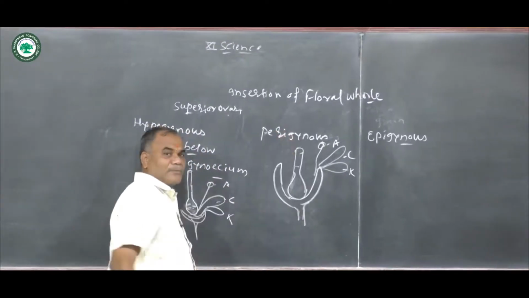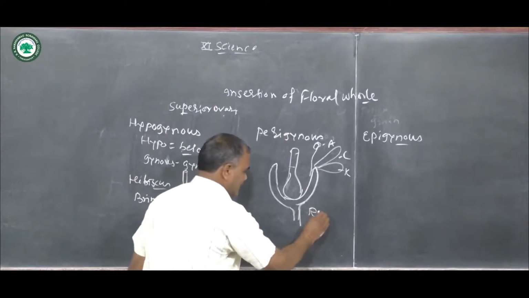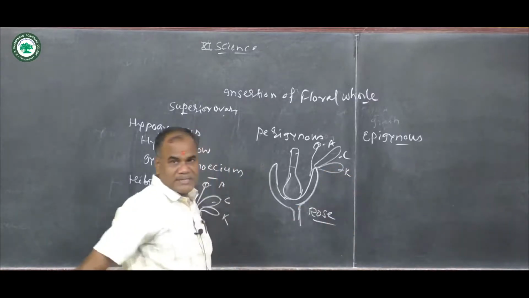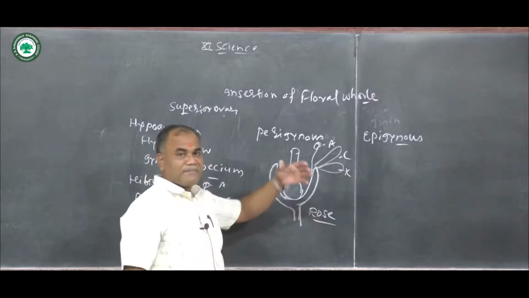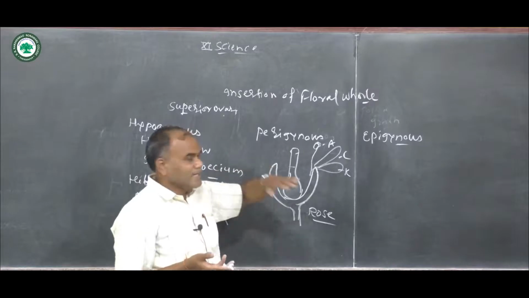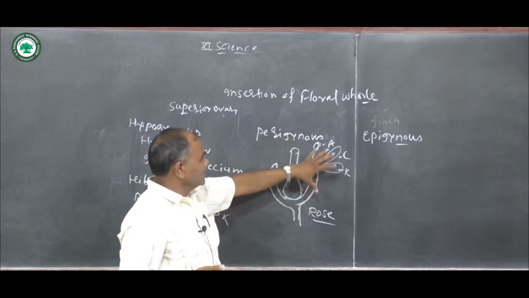What is meant by epigynous flower? If we see an example of the perigynous flower, rose is the best example for it. Gulab, rose. In the rose, a half superior and half inferior ovary can be found. These perigynous flowers are found in the rose.